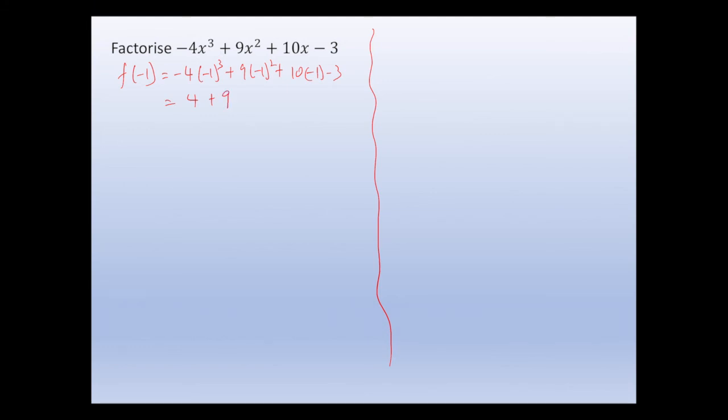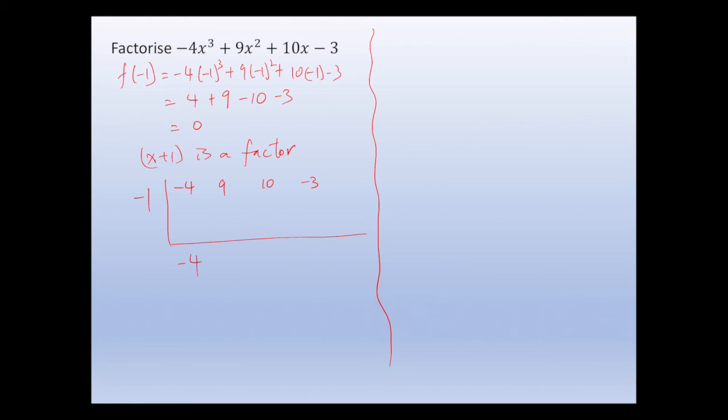So minus 1 cubed is minus 1. Minus 1 times minus 4 is plus 4. Minus 1 squared is actually 1. 1 times 9 is 9. 10 times minus 1 is minus 10. And minus 3. Therefore the total is 0. x plus 1 is a factor.